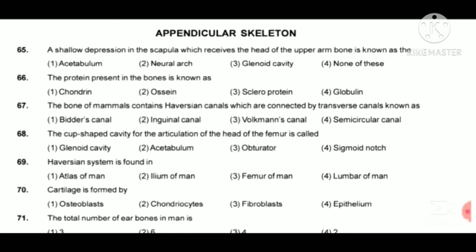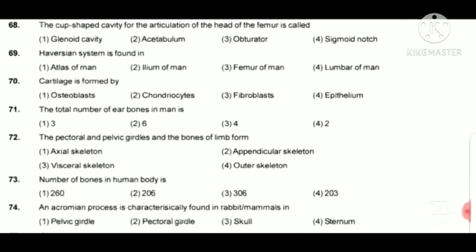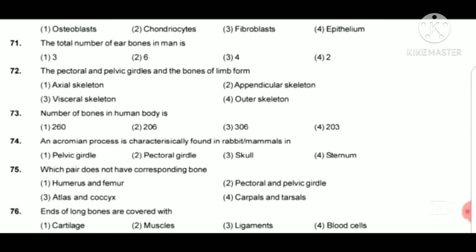Next is question number 70. Cartilage is formed by number 1, osteoblasts; number 2, chondrocytes; number 3, fibroblasts; and number 4, epithelium. Cartilage is made up of specialized cells called chondrocytes. So the answer is option number 2. Next is question number 71. The total number of ear bones in man is number 1, 3; number 2, 6; number 3, 4; and number 4, 2. An ear consists of 3 bones, also known as ear ossicles: malleus, incus, and stapes. We have 2 ears, so the total number of bones is 6. So the answer is option number 2.